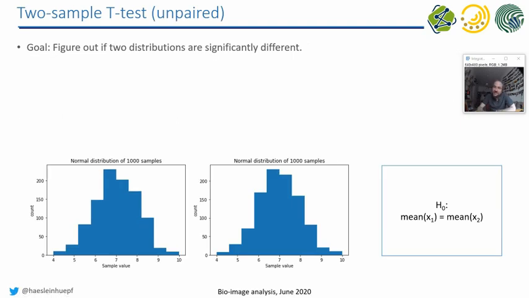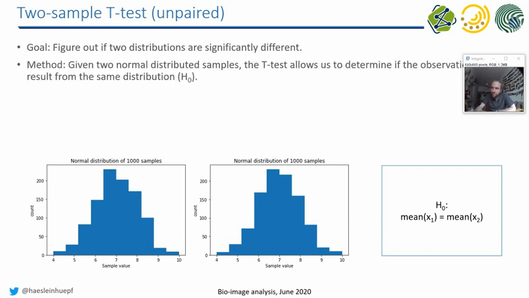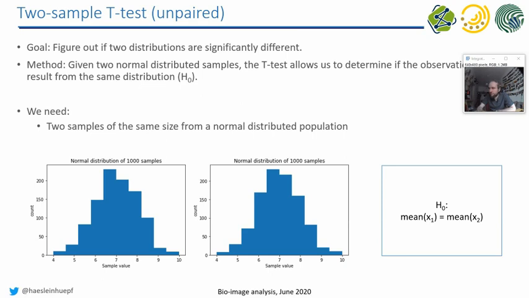What we need for that is a sample from a normally distributed population, and we need a given mean. There's the so-called two-sample t-test, where we have two distributions, potentially samples taken from the same population, and we now would like to know if they are different from each other. So this is basically the goal we have. That means the null hypothesis is that we assume the mean of these two distributions is the same. And in order to apply that, we need two samples from a normally distributed population.